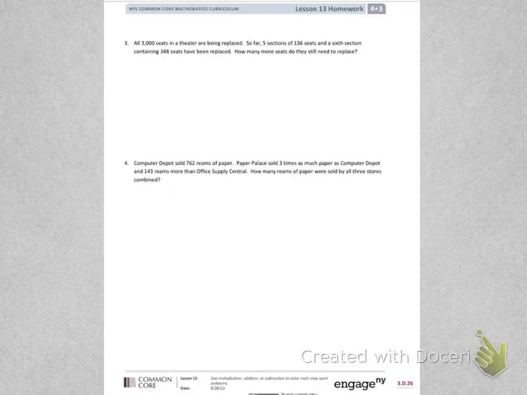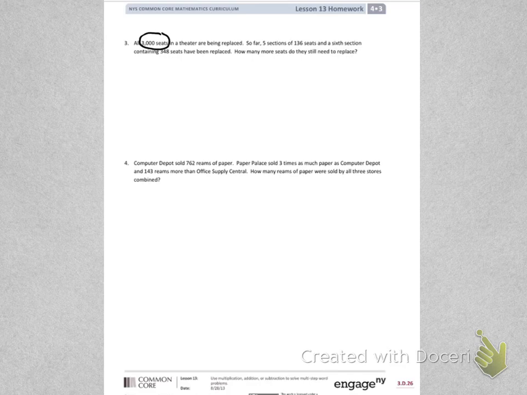Grade 4, Module 3, Lesson 13 Homework, page 2. Problem number 3. All 3,000 seats in a theater are being replaced. So far, 5 sections of 136 seats and a 6th section containing 348 seats have been replaced. How many more seats do they still need to replace? So I'm going to go ahead and highlight the information we have.